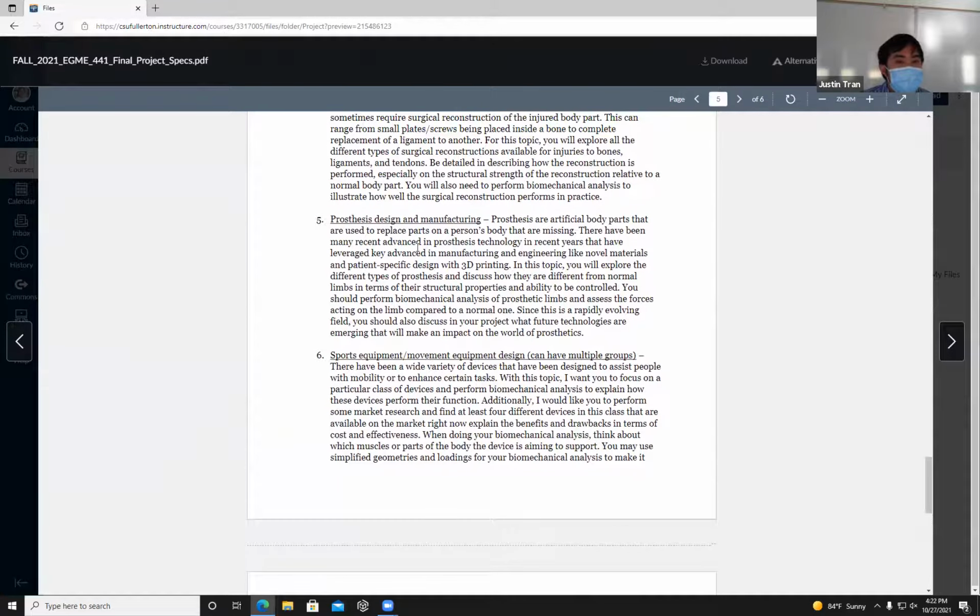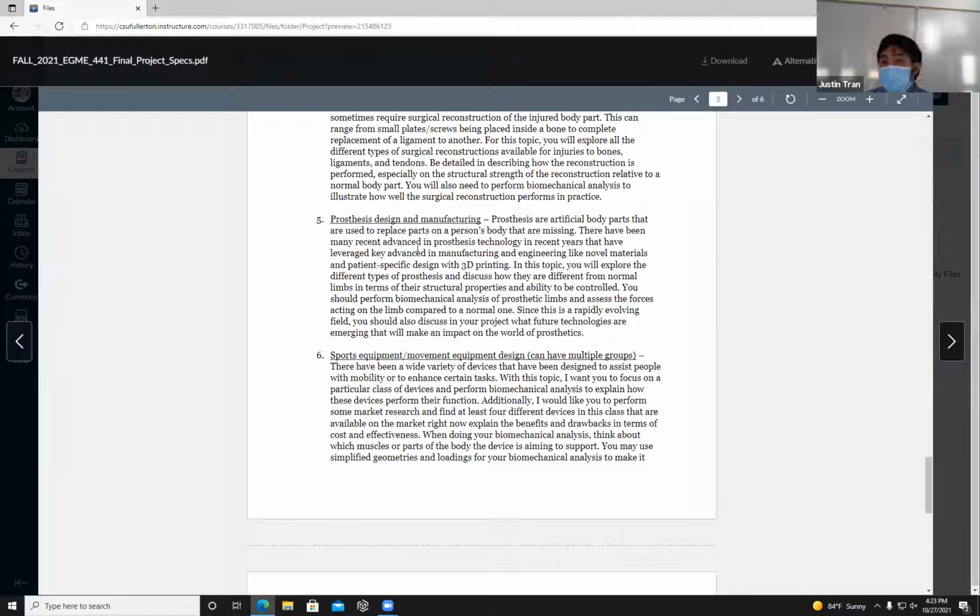All right, number 5. Number 5 is prosthesis design and manufacturing. I expect this might be a popular one because I heard a lot of people are interested in this from the beginning of the class, okay? Prostheses are basic artificial body parts that are used to replace parts on a person's body that may be missing or not functional, okay?